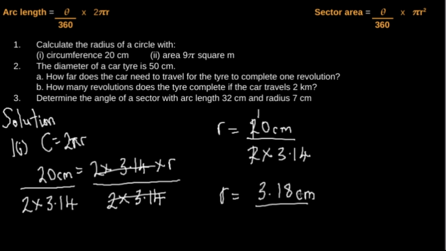So if you are to look for the radius of a circle and you're given the circumference or area, all you need to do is to make r the subject of the formula like we did right here. All right, let's move on to the next question.